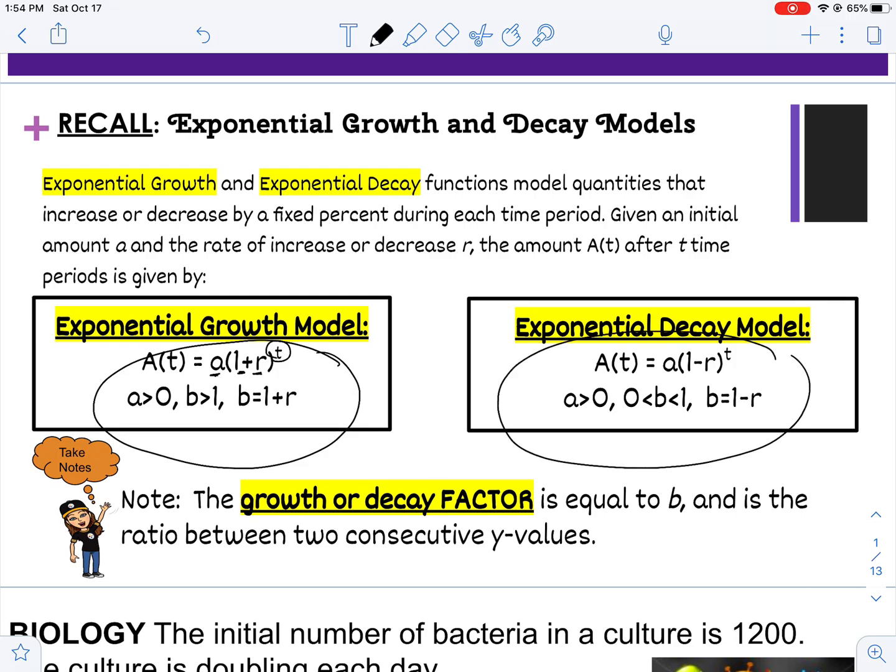Exponential decay, when we're looking at that model, again, we start with our initial amount and then we take 100% of our total and we subtract a certain rate. So that's why you'll notice that that one's 1 minus r. Notice that it's also to the t, which is time. Keep in mind the growth or decay factor is the b value, and that's the ratio between the 2 consecutive y values. So there's a growth and decay factor, and then there's a growth and decay rate. So r is the rate, whereas b is the growth and decay factor.